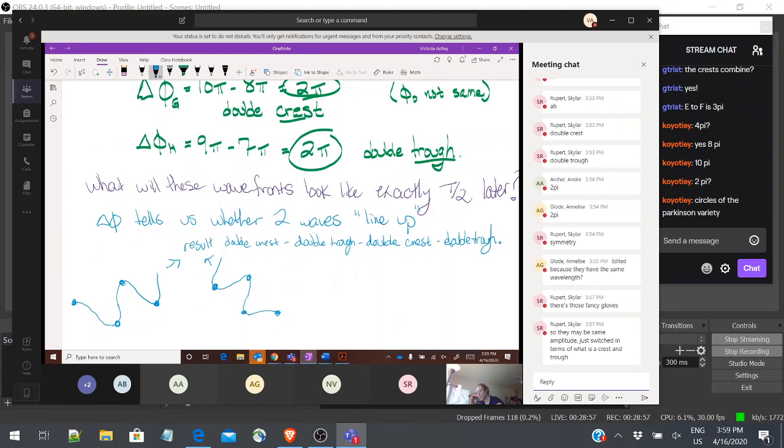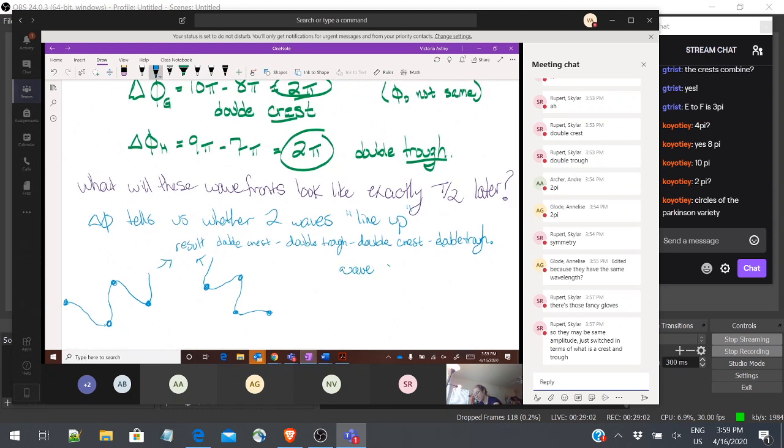So you end up with a wave with the same period, frequency, lambda, etc., but twice the amplitude. And this happens if our delta phi is 2 pi, or 4 pi, or 6 pi. Right? If they are off by a whole cycle. Does this make sense? This idea?